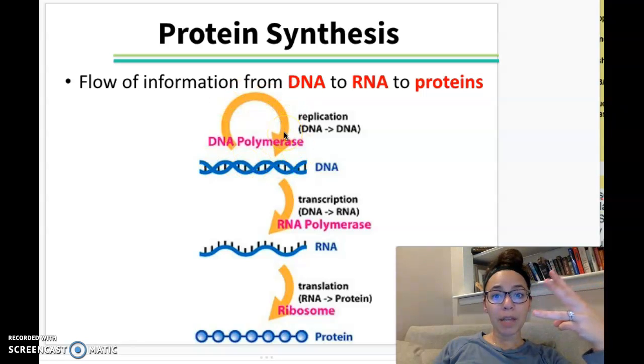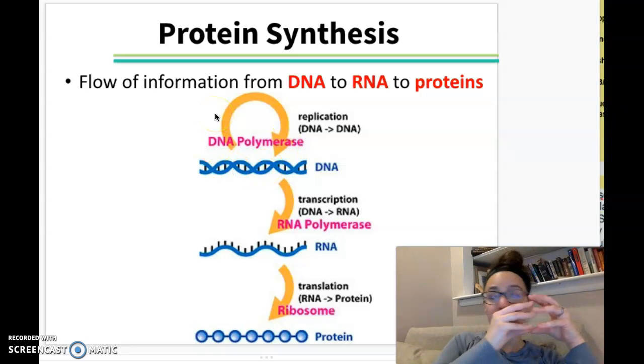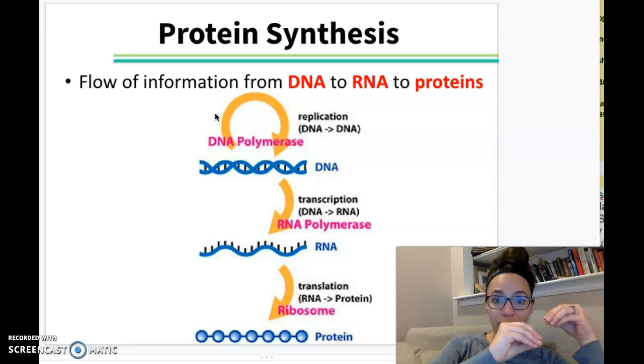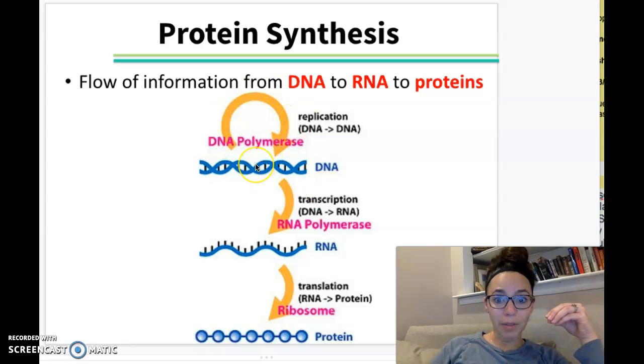So three major things are happening. We've already learned about DNA replication, right? When DNA makes a copy of itself, a full copy of the entire genome that's in your cell. We've learned how that happens already. Today, we're going to focus on transcription and translation.